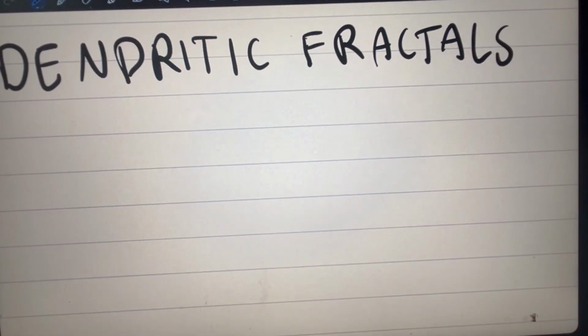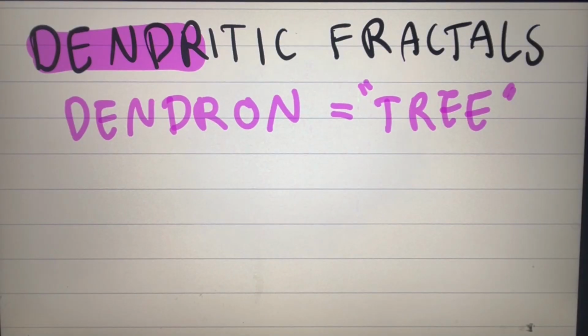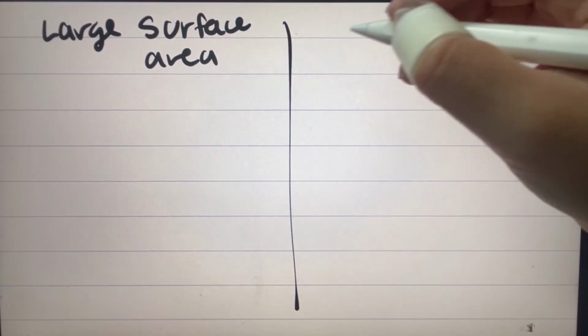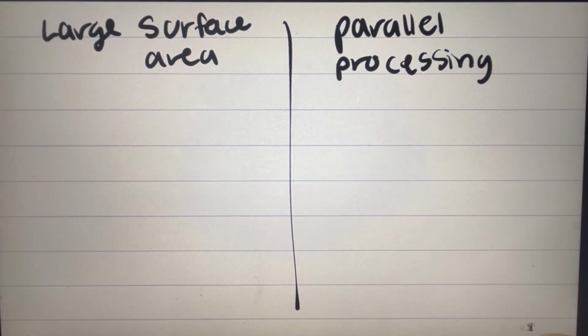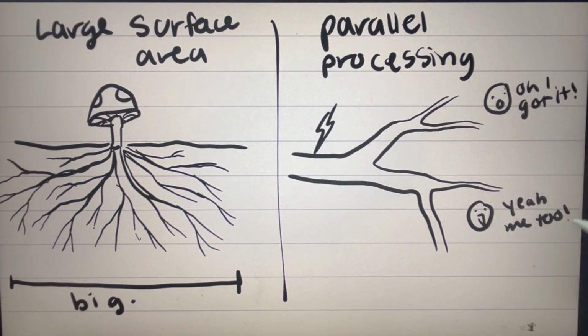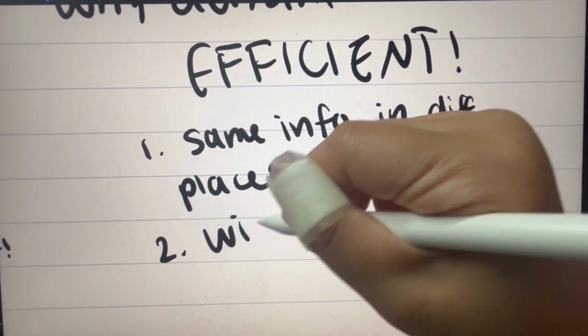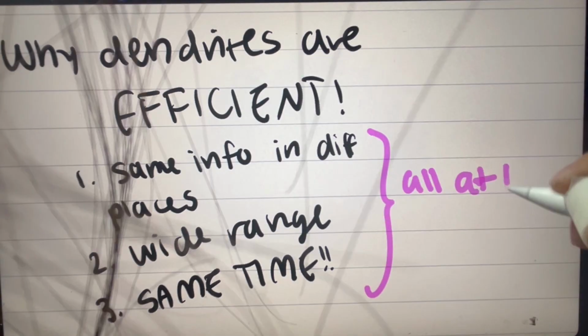Derived from the Greek word dendron, it is said that dendritic fractals are one of nature's most efficient patterns and shapes. Dendrites are efficient in large surface area and parallel processing. That is why our neurons and blood vessels have small branches within branches and why trees have roots. Dendrites make it efficient for multiple places to receive the same information in a short amount of time, in a wider range, and at the same time.